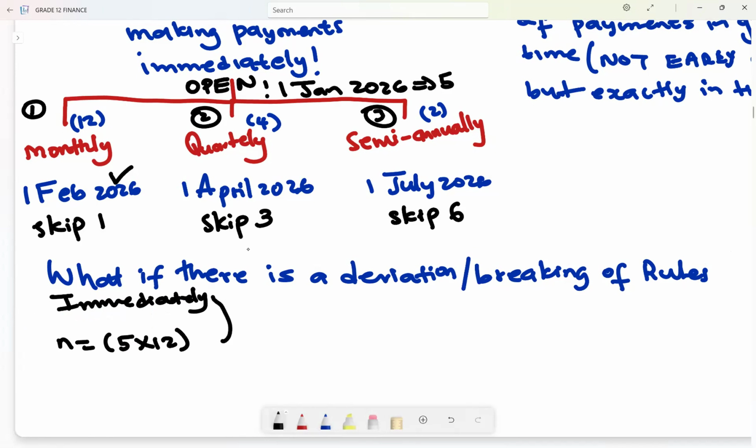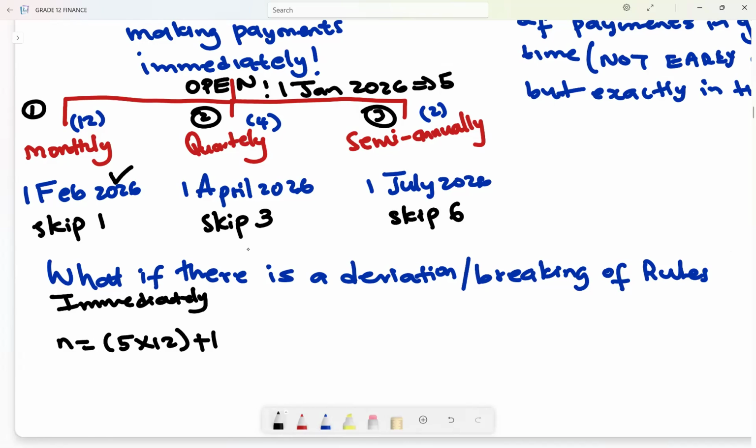But now when he pays immediately, it means instead of skipping a month, he will start in that month. So we have to add that month into the payments because normally we do not account for that month. We start accounting from February. When you start making payments immediately, it means you'll have to add 1 to your payments. This is what will happen. You add 1 to your payment. I hope that's clear.